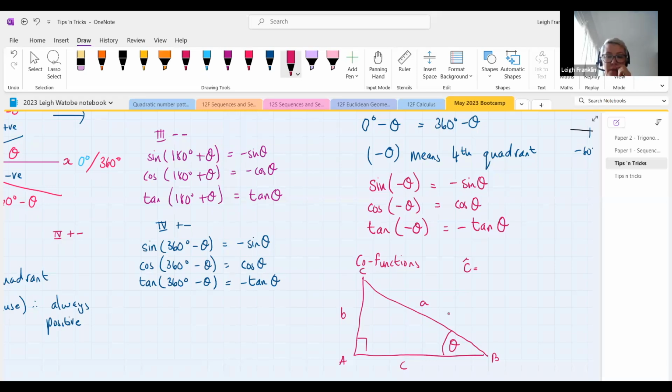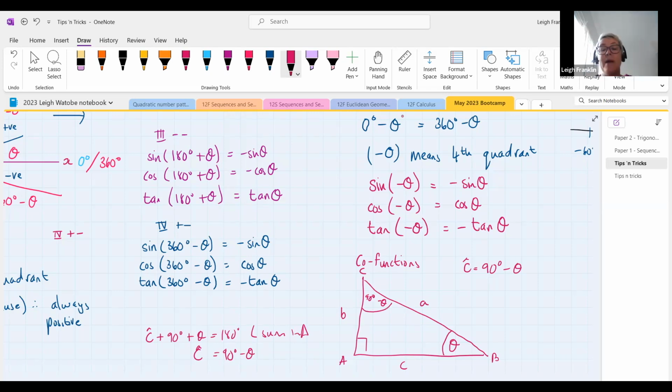Can anybody tell me? There we go. It's going to be 90 minus theta. So remember, the angles of a triangle add up to 180 degrees. If you add C, 90 and theta, you get 180 because of the angle sum of a triangle. That's why C is equal to 90 less theta.